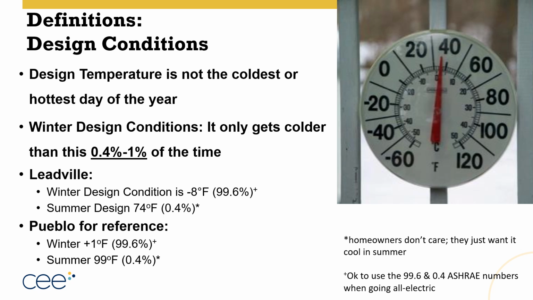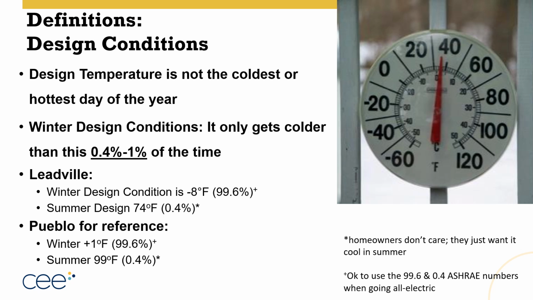So I used Leadville and Pueblo here as two. Leadville, because obviously you saw my example for Leadville. Pueblo, I may choose to do an example there as well. The design temperature, by the way, is not the coldest or hottest day of the year necessarily. The winter design condition says it only gets colder than that temperature 0.4 to 1% of the time. So it's not the coldest. And by the way, winter design temperatures happen at night, right? Because you've got night sky radiation, meaning you're giving away heat to a dark sky. You also have the least amount of things turned on in the house in the middle of the night, and you don't have any solar gains. So you add all that up, and that is the winter design temperature.